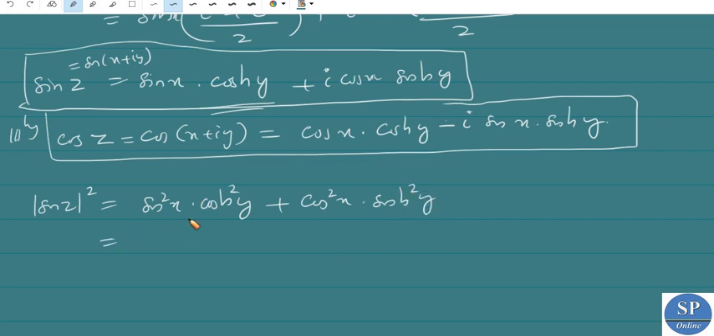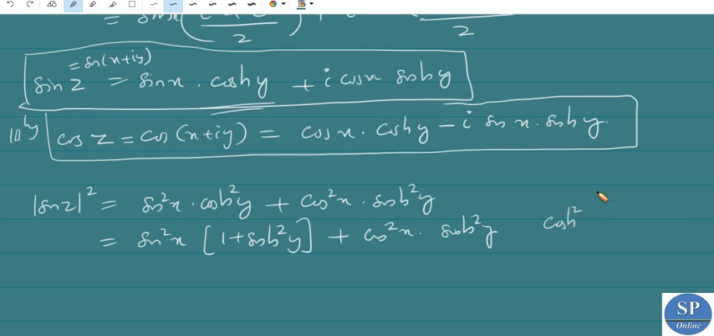Okay, so we can use the property cosh² y = 1 + sinh² y. So this can be written as sin² x into (1 + sinh² y) plus cos² x into sinh² y, because we have the hyperbolic function property cosh² y is equal to 1 + sinh² y, or cosh² minus sinh² is equal to 1. Okay, so by using that we get this.